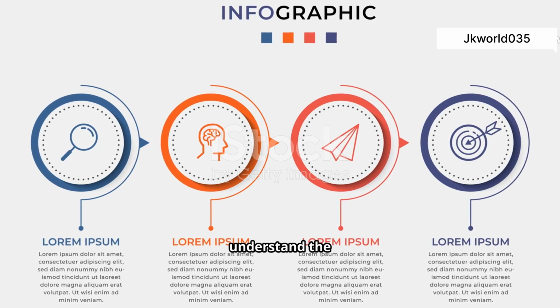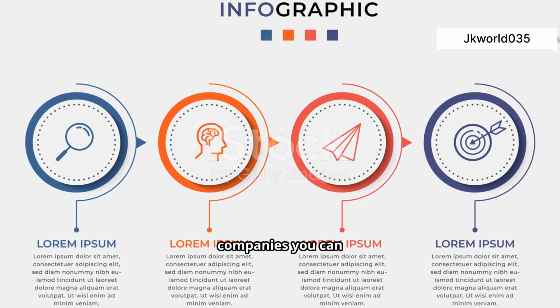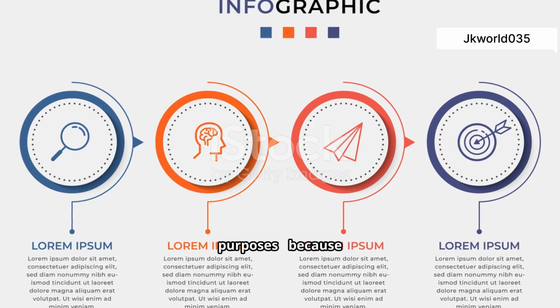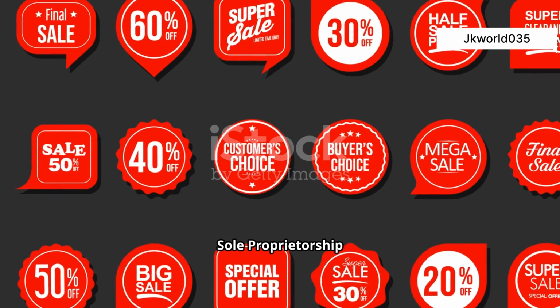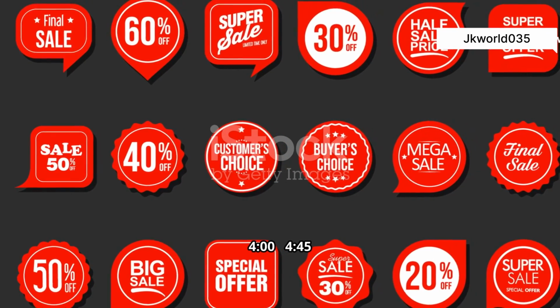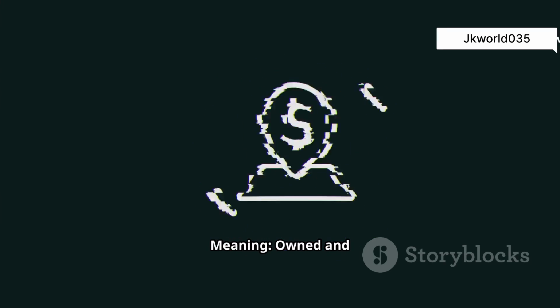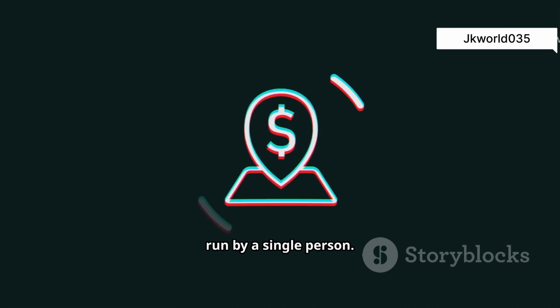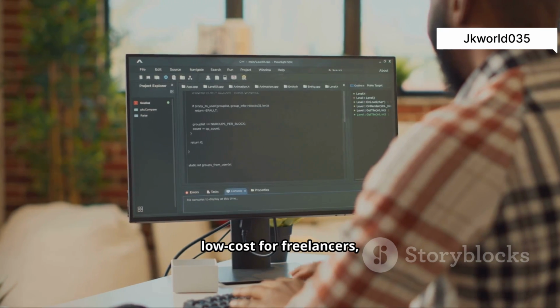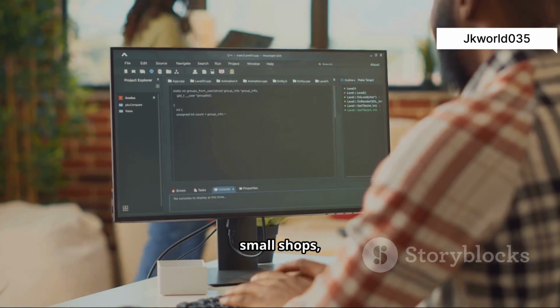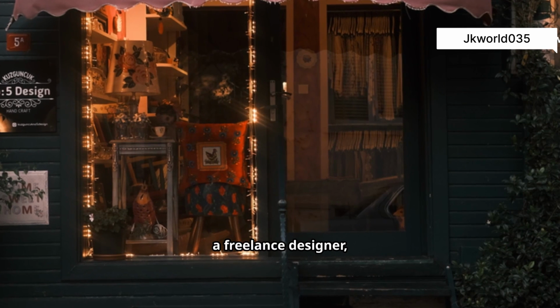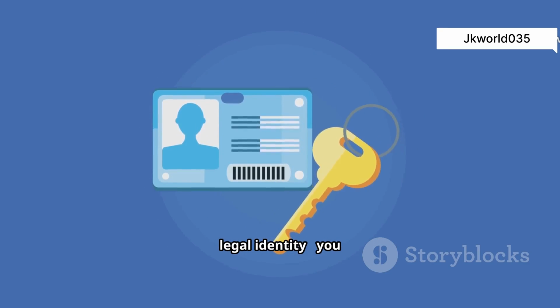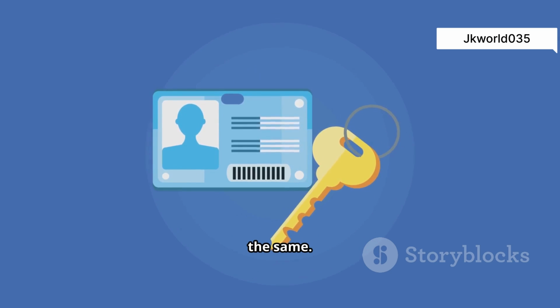Now let's understand the different types of companies you can form and their purposes, because this is where many people get confused. 1. Sole Proprietorship, meaning owned and run by a single person. Purpose: simple and low cost for freelancers, small shops or service providers. Example: a small grocery store, a freelance designer, or a single cafe owner. Note: no separate legal identity, you and the business are the same.